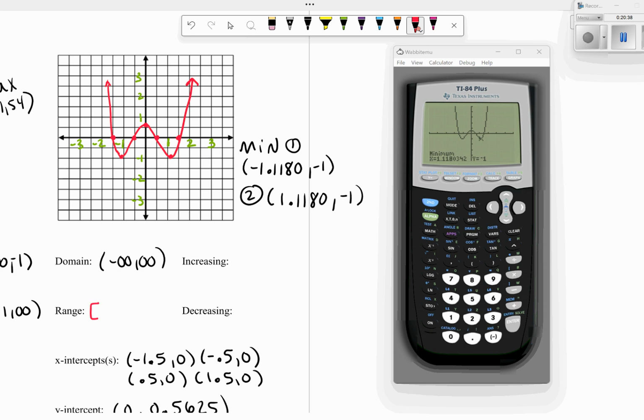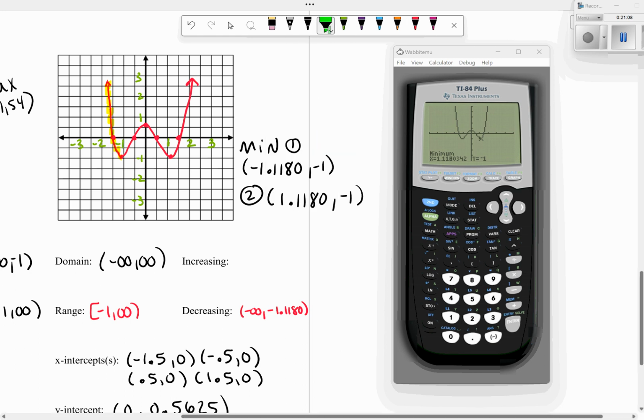My range is going from bracket -1 to infinity because that's a minimum value. It's the lowest of your graph. And so we're increasing from, no, sorry, I guess we would start with decreasing. So this first part of our graph right here is decreasing from negative infinity to that x value, which was the first one, -1.1180. And then for the next part, we can see from here to here, we're increasing.